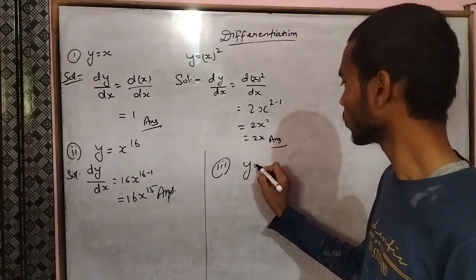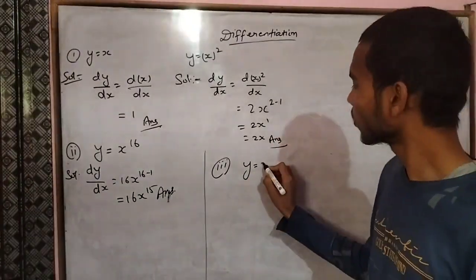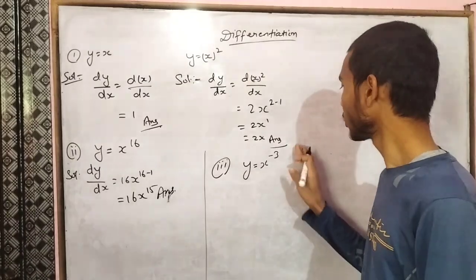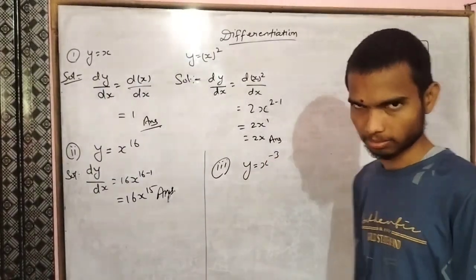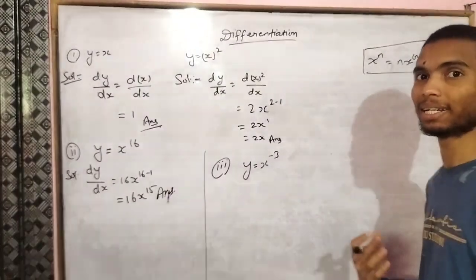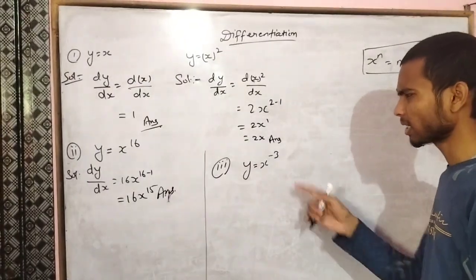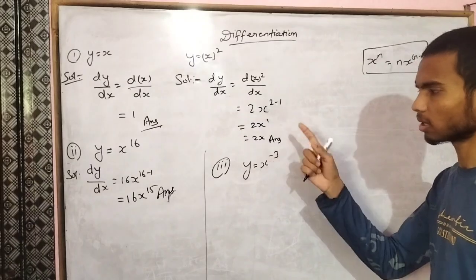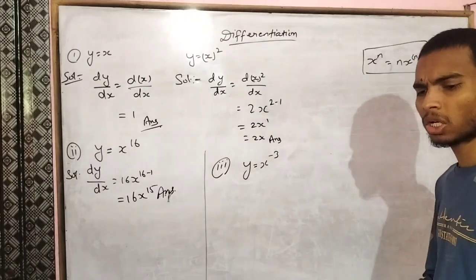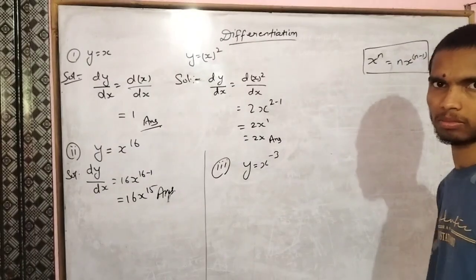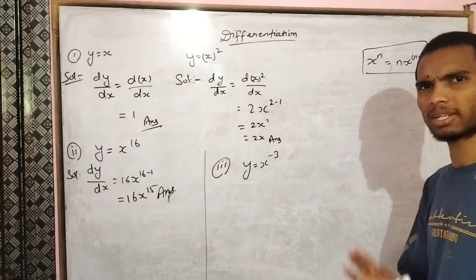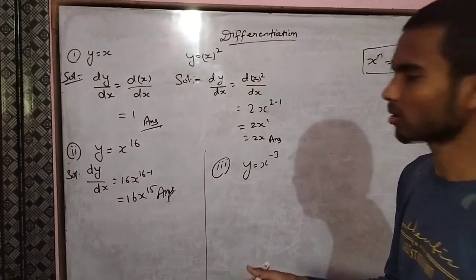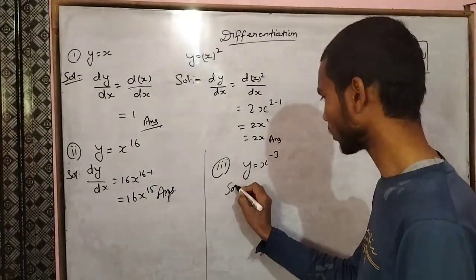Now, y is equal to x raised to the power minus 3. Now you are looking, it is an integer. We can convert this equation x raised to the power minus 3 into a natural number, but still we can solve it. It is not very heavy. Just look.